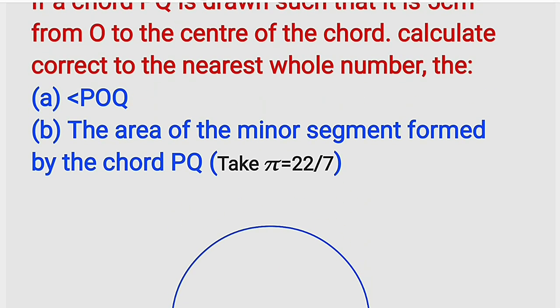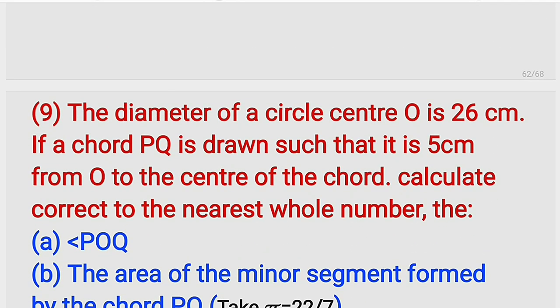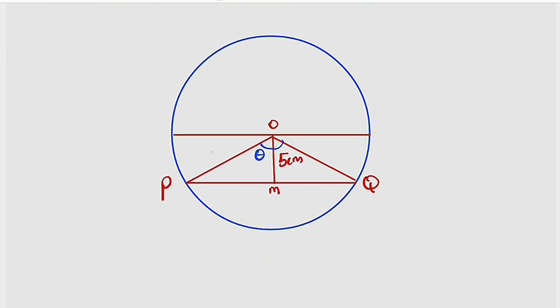So we are asked to find the measure of angle POQ. What is POQ? It's P to O, then to Q. We are talking about this particular angle here. But we can focus on one of them because they are identical. Let me call this one theta. The other one will also be equal to theta as well. Since they said that the diameter is 26 cm, it means that the radius will be 13 cm. So this is a radius because from the center to any part of the circumference will be a radius. Then this is 5.